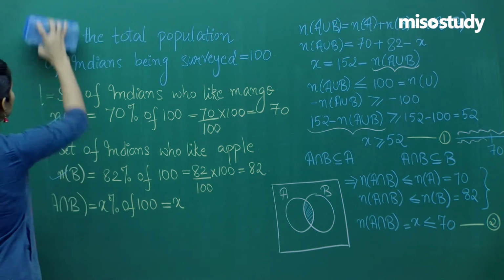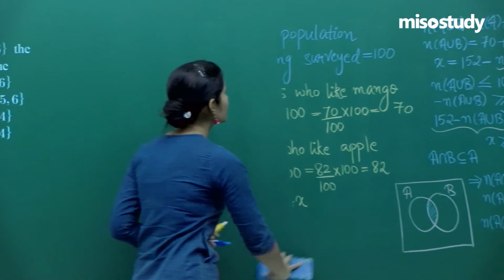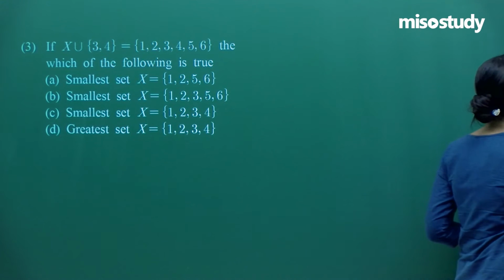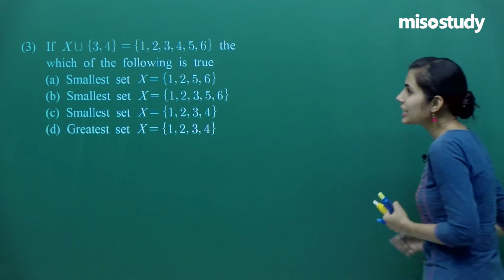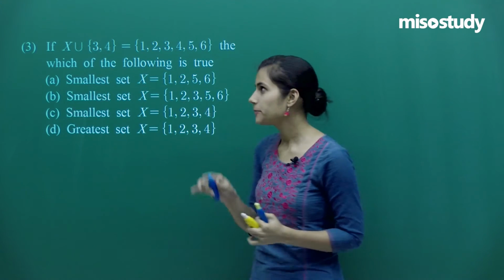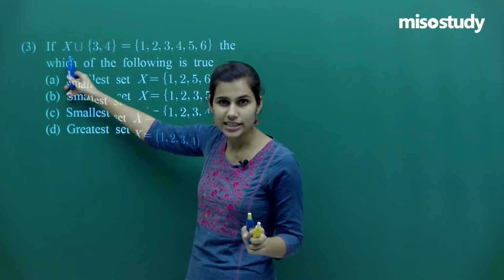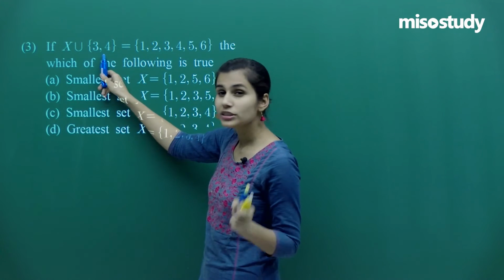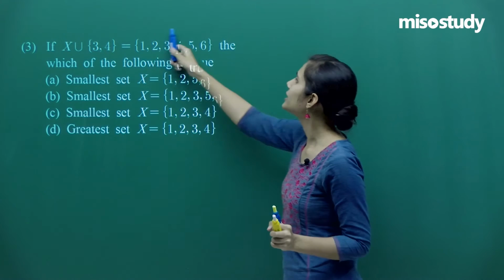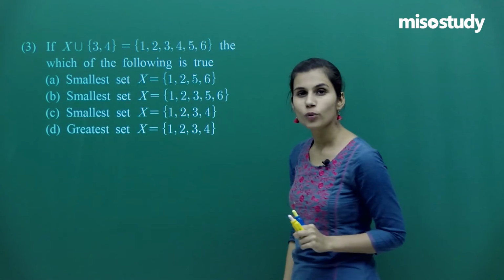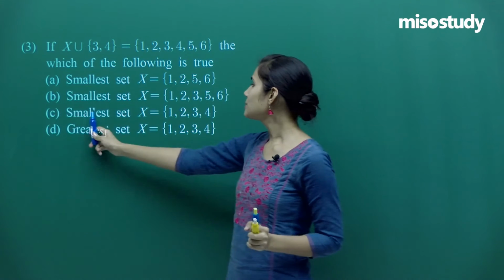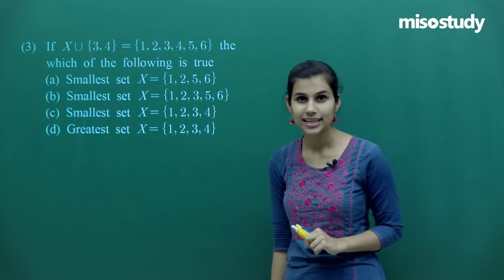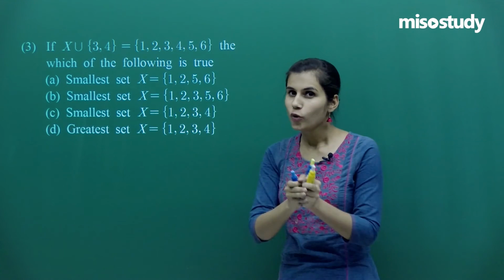I have already presented before you question number 3. Take a look at it so that we are ready to deal with it. Question number C is giving you a certain abstract format of a set. What does it say? It says X is an arbitrary set which, when taken union with a set with just two elements 3, 4, is giving you this set. The options are: which of the following is true? Smallest set X is this, or smallest set X is this, or smallest set X is this, and the greatest set X is this. Let us try and see among the 4 options which one suits us the best.